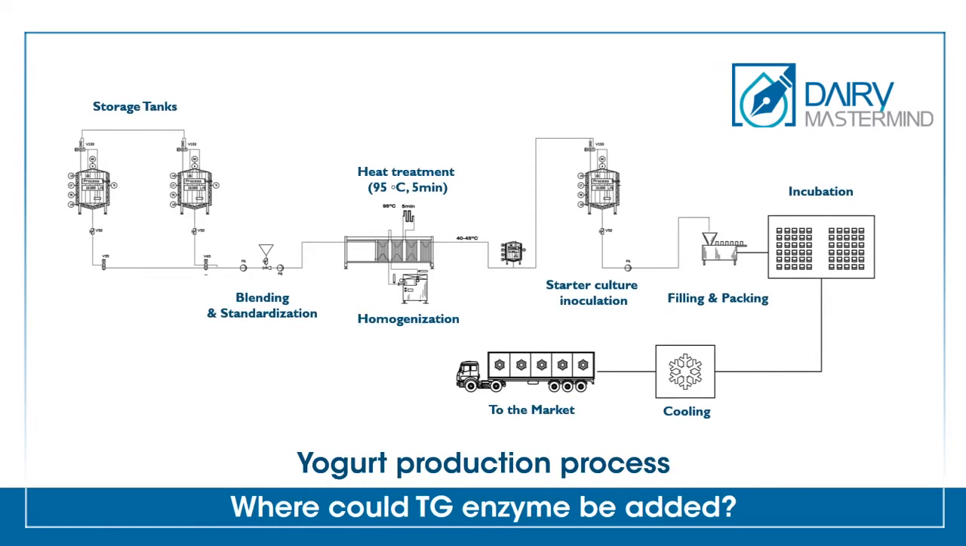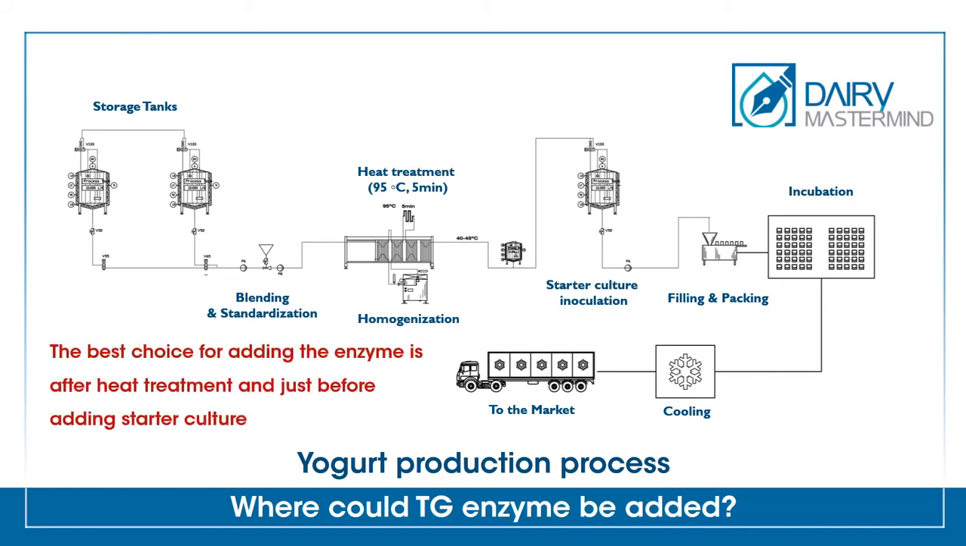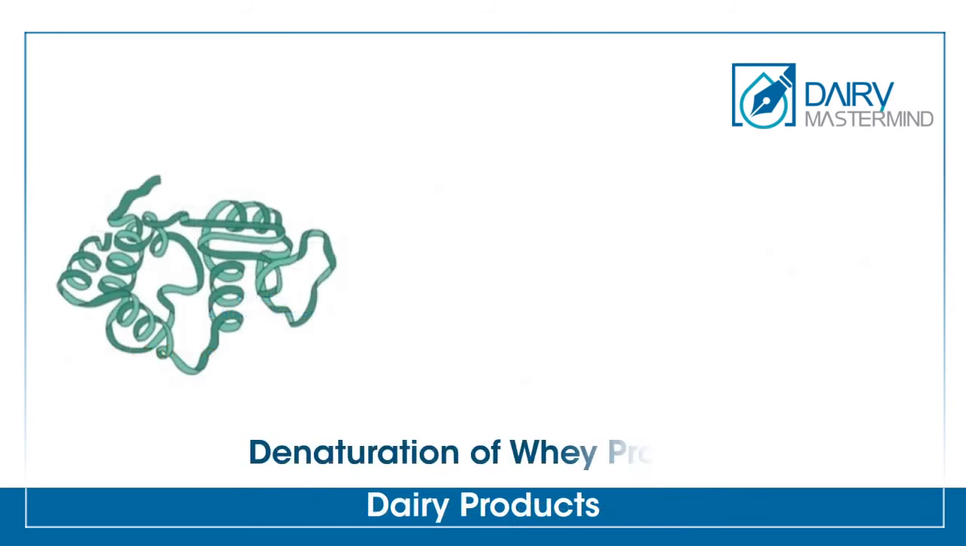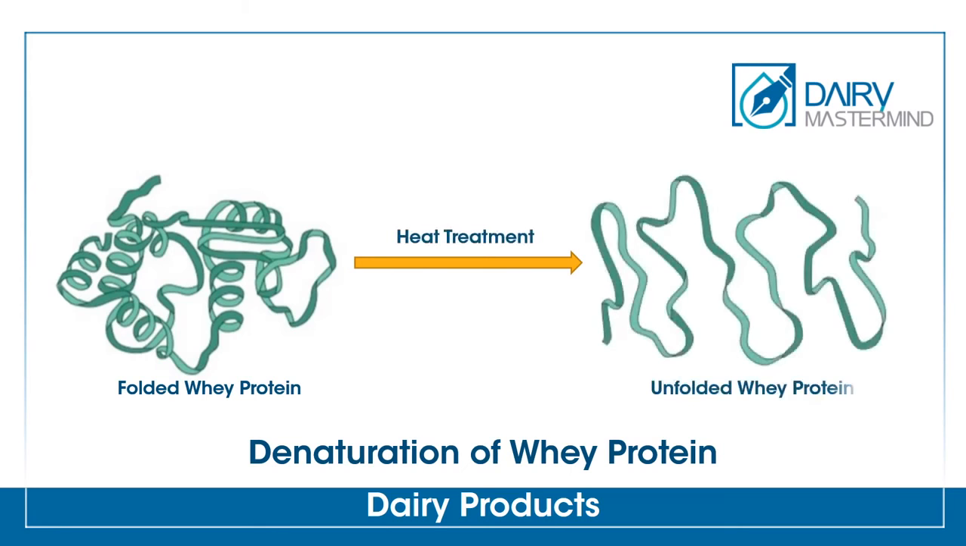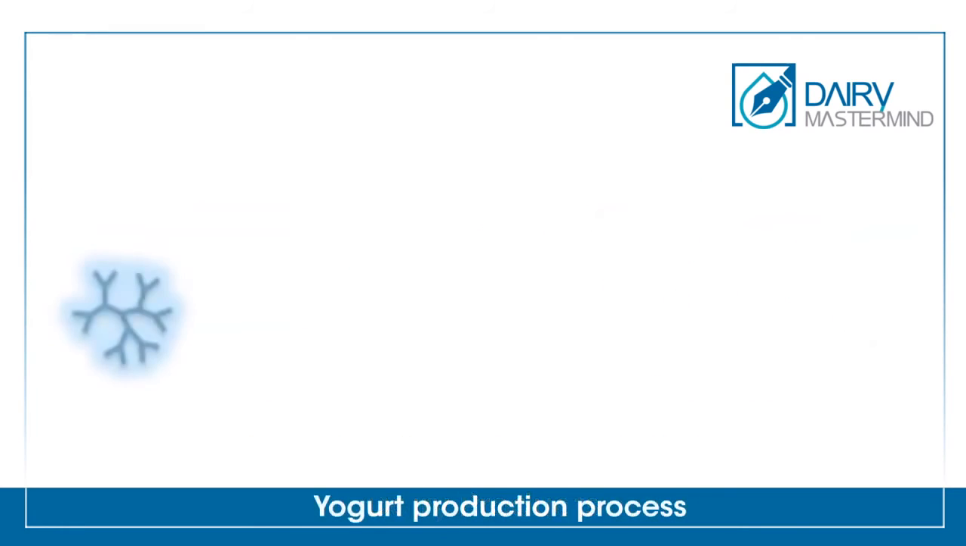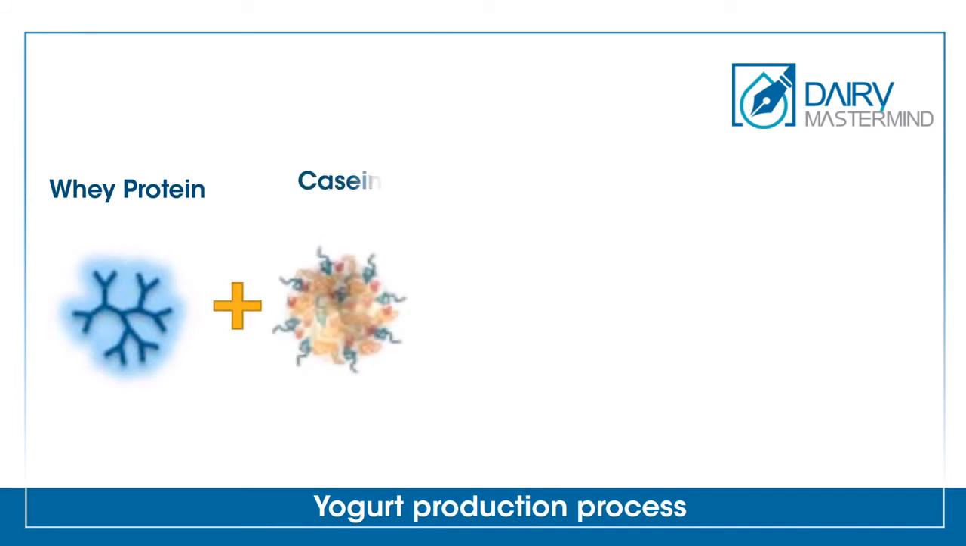Depending on the process and production equipment, TG enzyme can be added in raw milk, in the mixing stage, or after heat treatment, just before adding starter culture, in inoculation tanks. All research and experiences have shown that adding TG enzyme after the heat treatment and just before adding starter culture in inoculation tanks gives the best result, because at this stage whey proteins are denatured, unfolded, and more accessible for TG. So they can react with the enzyme, therefore a better texture is obtained.